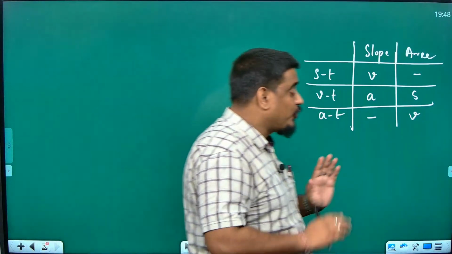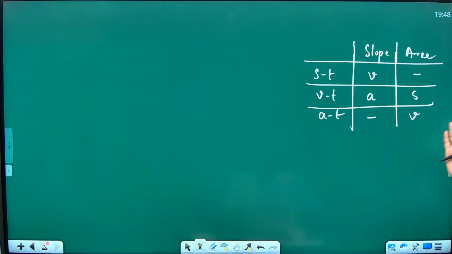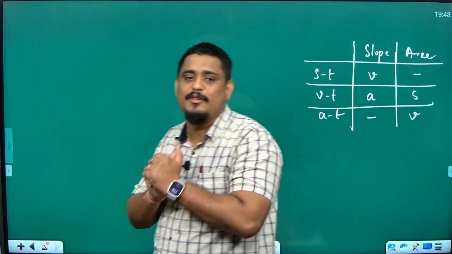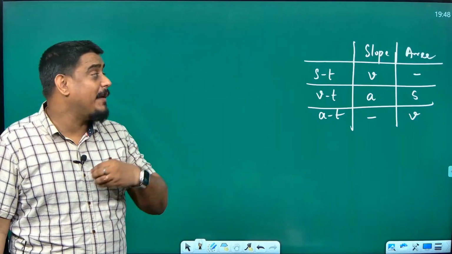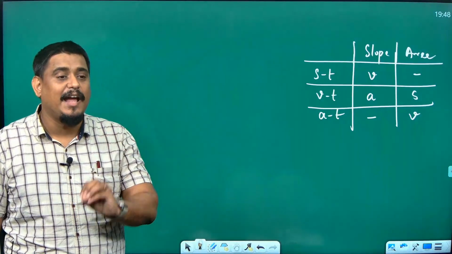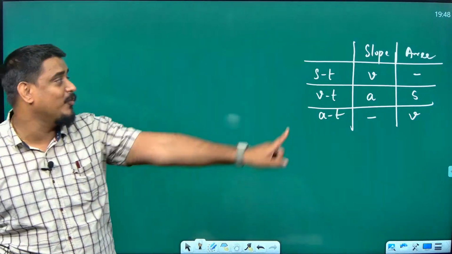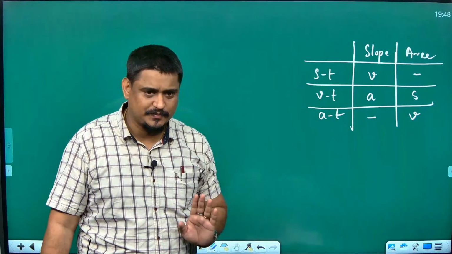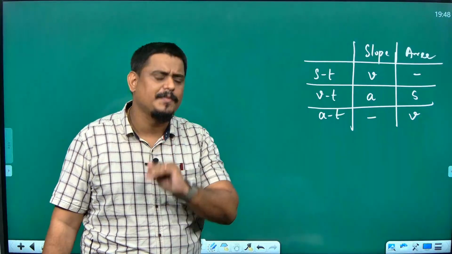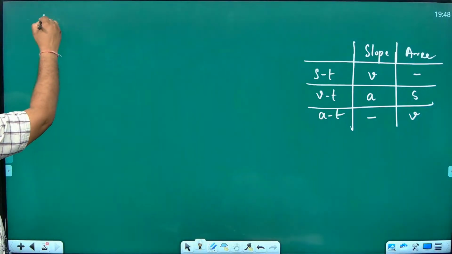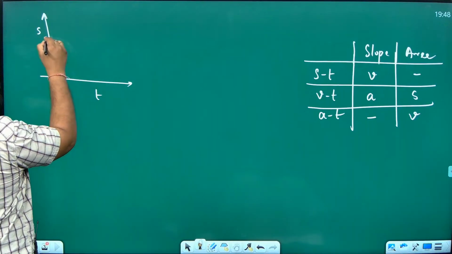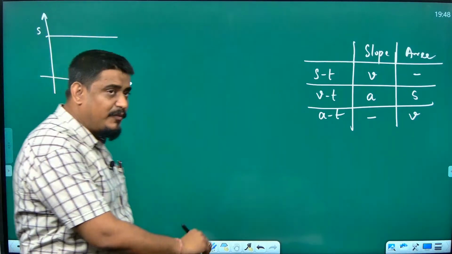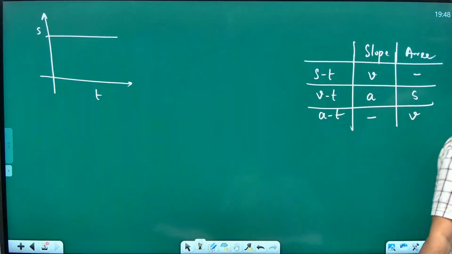Okay? So now I came to know that if I am having a displacement time graph and I am finding the slope of this graph, I am going to get velocity. If I am having a velocity time graph and I am finding the slope of it, I am going to get acceleration. Okay, this was your understanding? Now let me draw a graph. Displacement time graph like this. If I ask you, comment on the motion, what will be your answer?